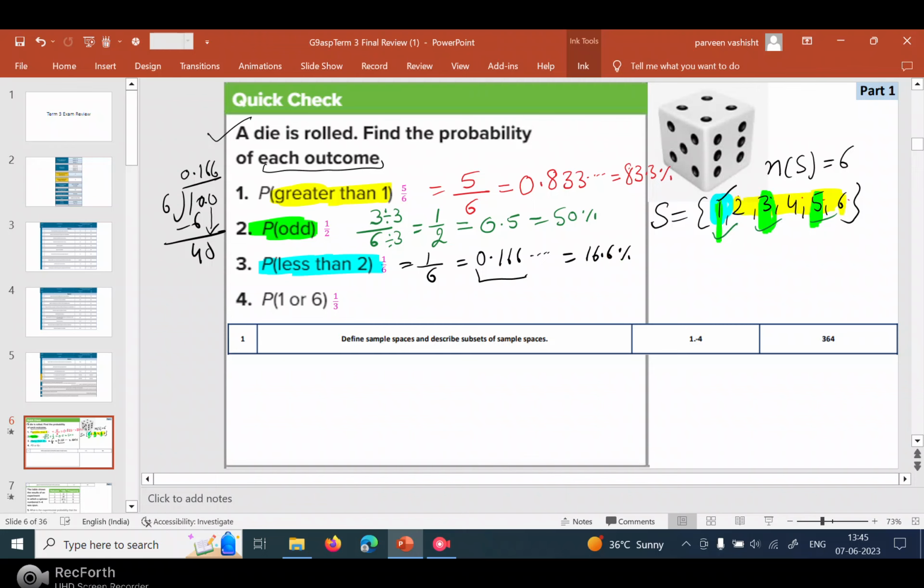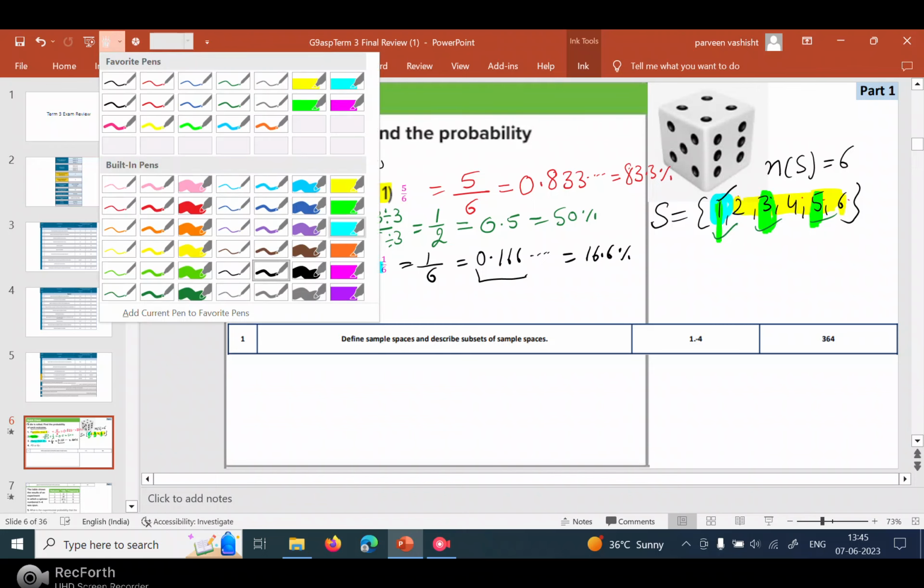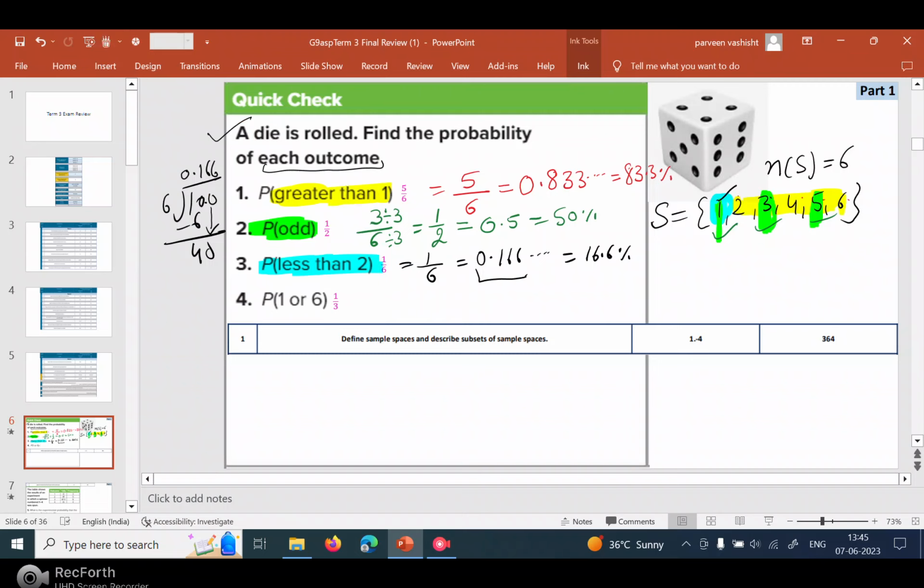Now the last part of this question is, find the probability of getting a number 1 or 6. How many 1s are there in your sample space? Only 1. How many 6s are there? Only 1. So there are a total of 2 possibilities, and 2 over 6, divide by 2, divide by 2. So you will get 1 over 3 as your answer. And if you want the decimal, 0.333, or you can do 33.3%.